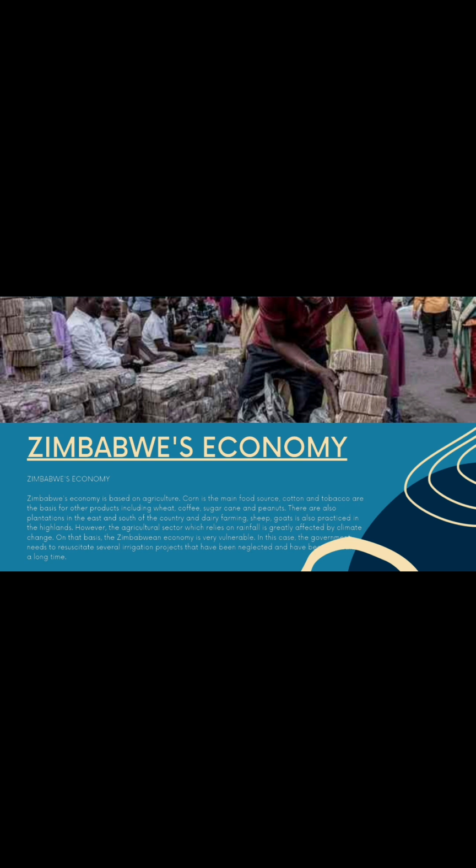Zimbabwe's economy is based on agriculture. Corn is the main food source. Cotton and tobacco are the basis for other products including wheat, coffee, sugar cane, and peanuts. There are also plantations in the east and south of the country, and dairy farming. Sheep and goats are also raised in the highlands.